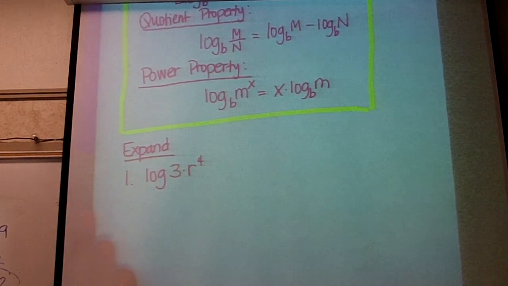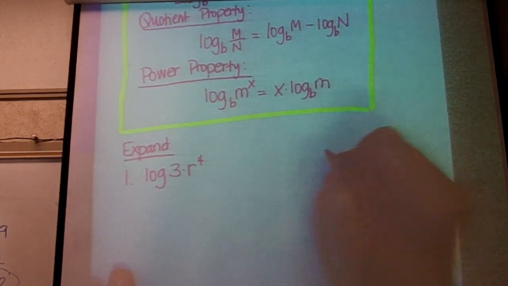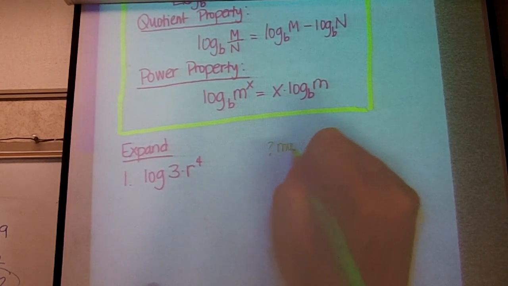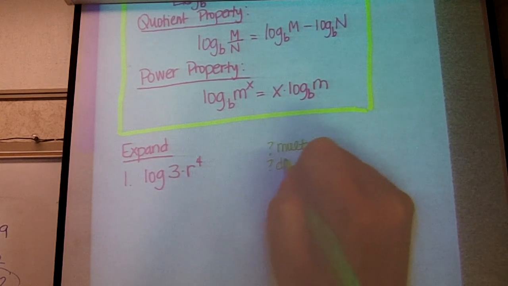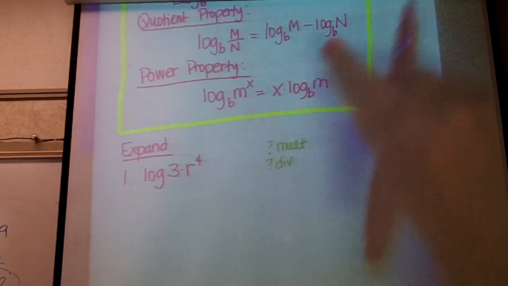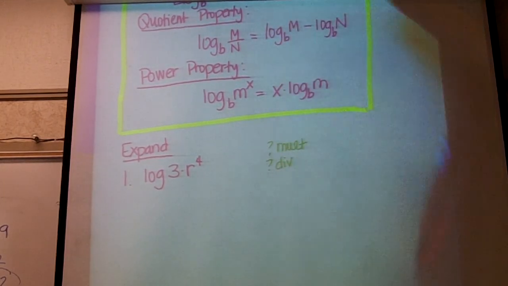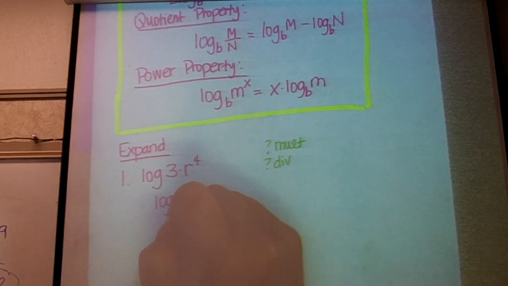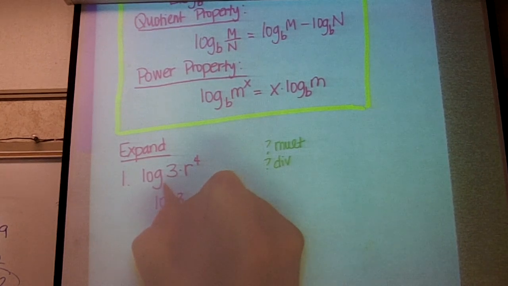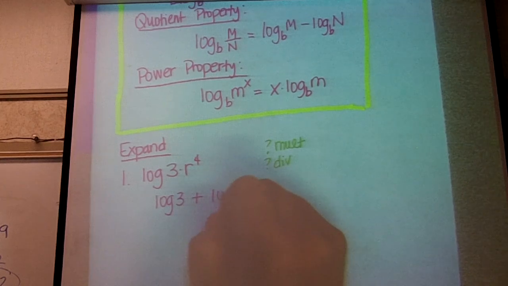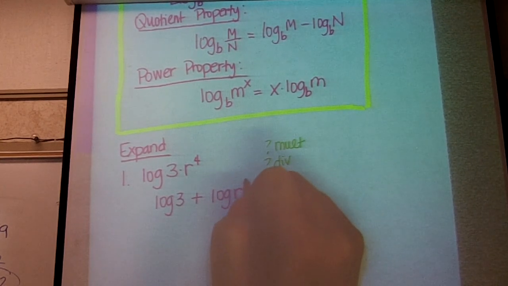Okay, so I have log of 3 times r to the 4th. So the first thing you want to do is check to see, is there multiplication? Is there division? I would do those first. And yeah, I have multiplication. So I'm going to use the product property to go ahead and split this up into log of 3 plus log of r to the 4th. These are log base 10, by the way, because there's no base there. It's a common log. I think you learned about that in a different video or in class.